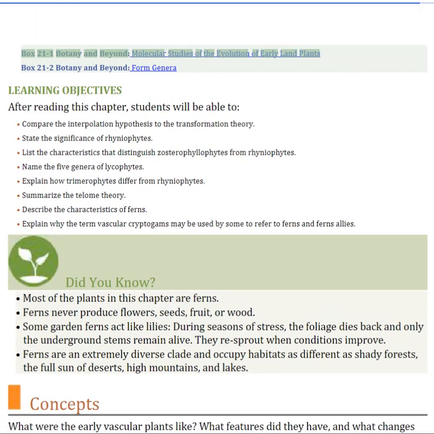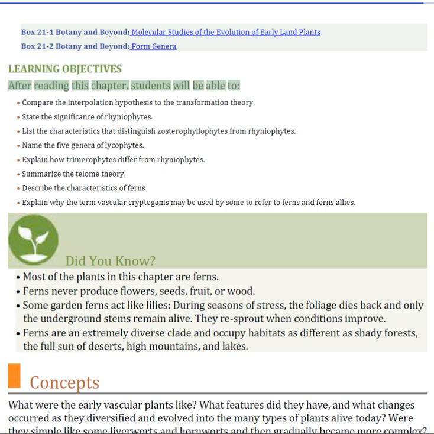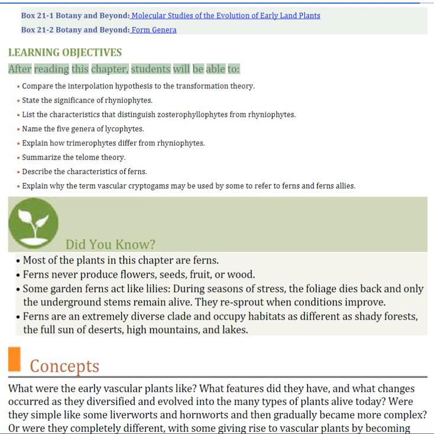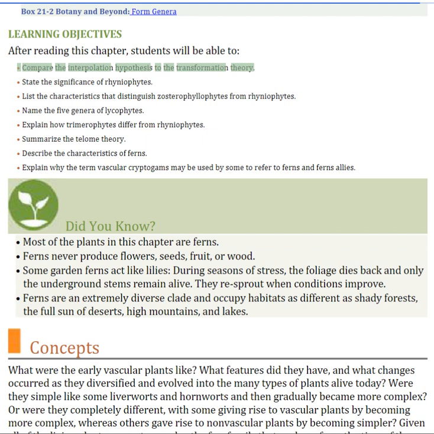Box 21-1 Botany and Beyond, Molecular Studies of the Evolution of Early Land Plants. Box 21-2 Botany and Beyond, Form Genera. Learning Objectives. After reading this chapter, students will be able to compare the interpolation hypothesis to the transformation theory.